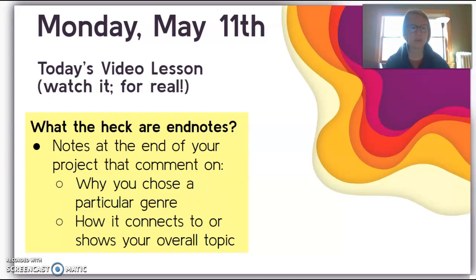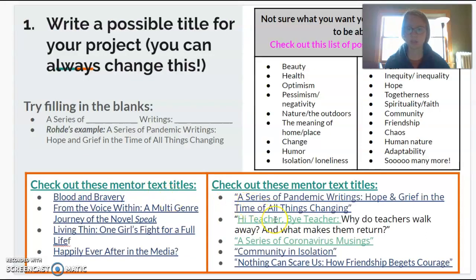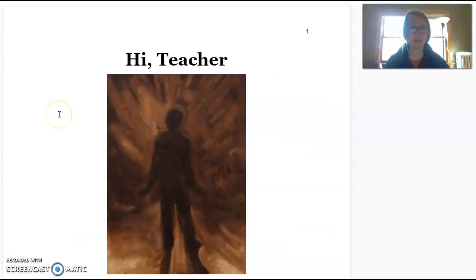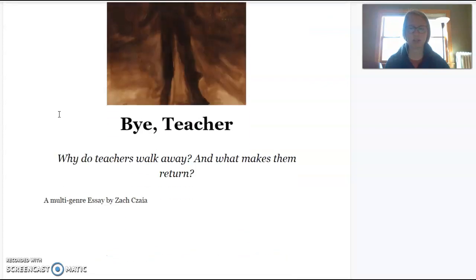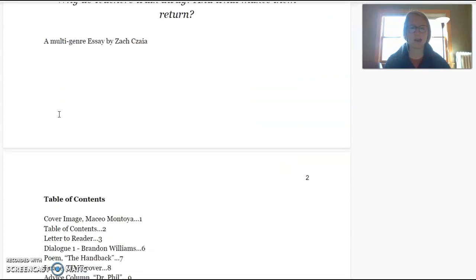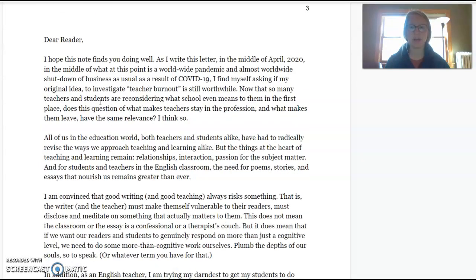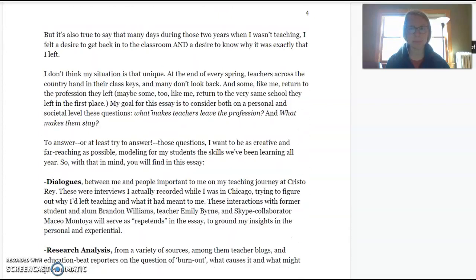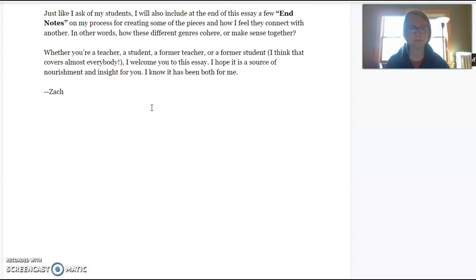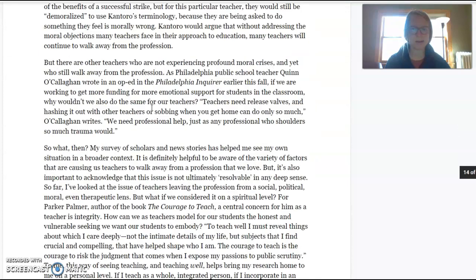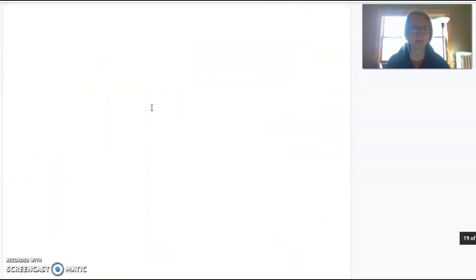So first, I actually want to click on a teacher example and just look at the endnotes in context. How do they look in context? So we're going to click on Mr. Zayas's, and here's his project. I just want to scroll through this. Later this week, we'll add our table of contents. Later this week, we will add our Dear Reader letter. I'm still working on adding these things as well. Then he's got all of his pieces, and we'll go all the way to the end where we will find his endnotes.